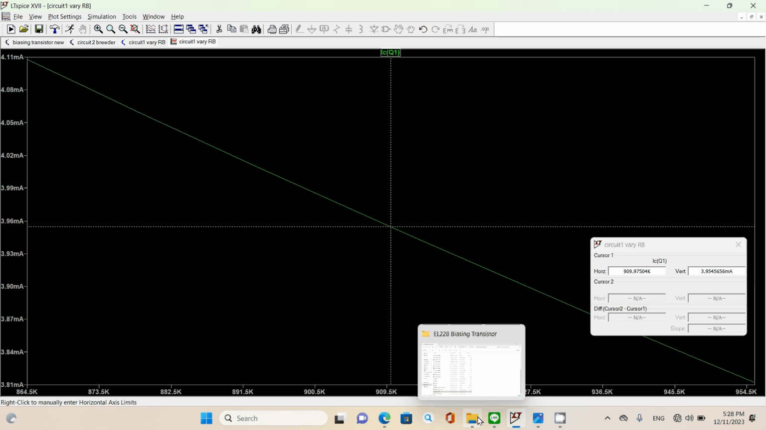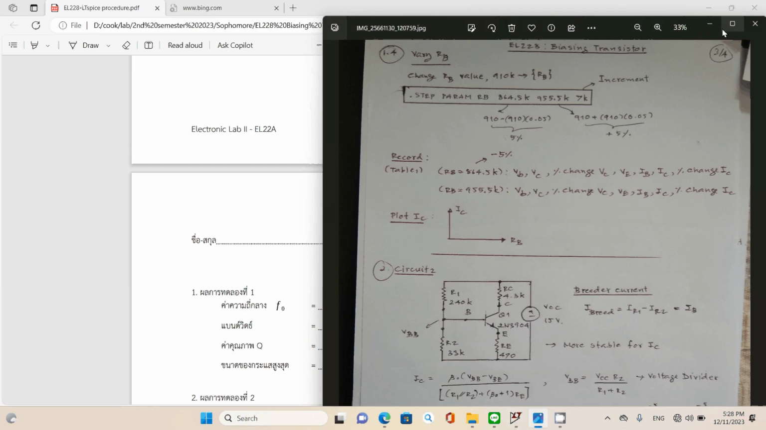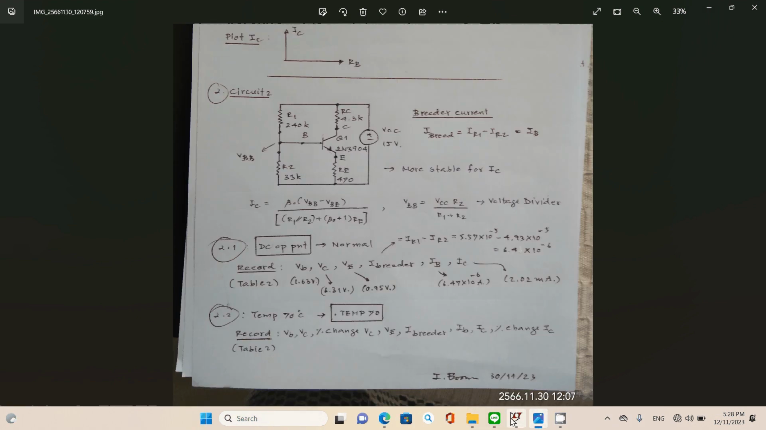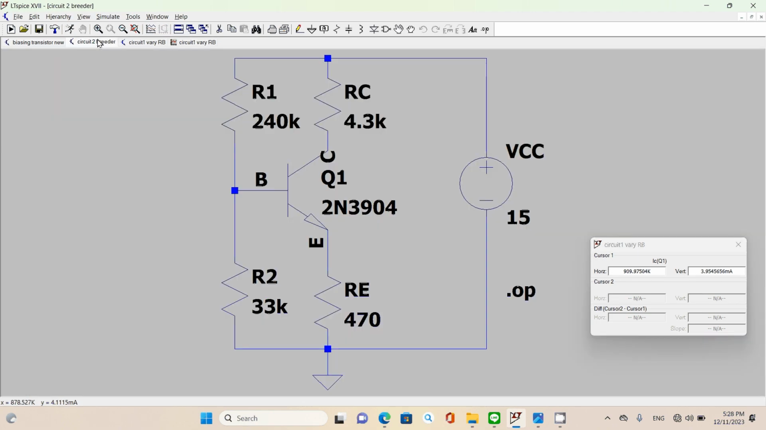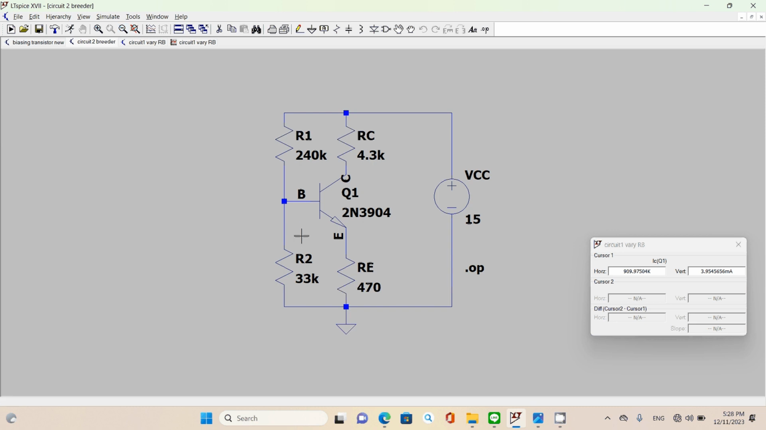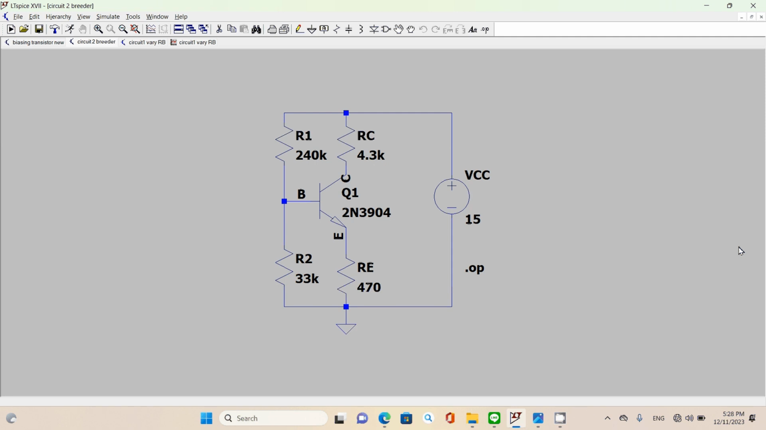Now let's move to step number 2. You have a new circuit. This is circuit number 2. You just repeat the same steps as in part 1. You have the bleeder circuit. You simply add R2, connected to the base and to the ground. You repeat the same thing. You work on the normal temperature, that's 27 degrees, and then you change the temperature to 70 degrees. Fill up the table, and also vary the gain beta 0. The last one is vary R1. Fill up the table.